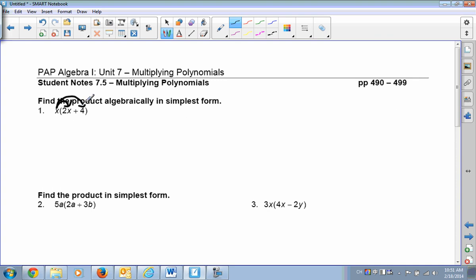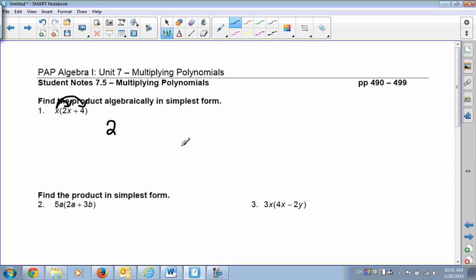Today, exponent rules do apply. So when you're multiplying exponents, what are you really doing with the exponents? Adding them. So let's keep that in mind. So what is x times 2x?